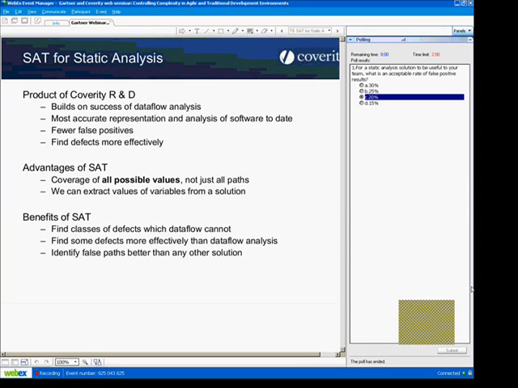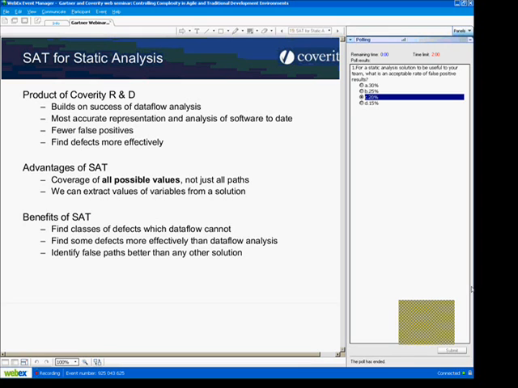A couple of the advantages of this particular technique: it allows us not to just cover all the paths through the code, and this is what traditional data flow analysis gives us. You're pushing through all the different paths of the code, true and false, for every different branch. But with SAT now, because of this bit-accurate representation, we can cover all the different possible values for each variable on the paths that we determine are interesting from an analysis perspective. And so we're extracting the values from any given solution that the SAT solver gives us.